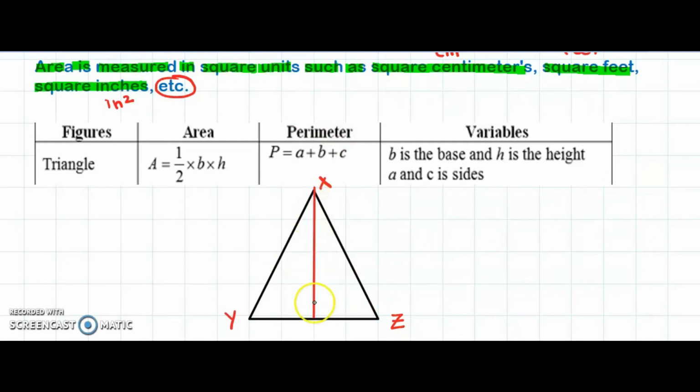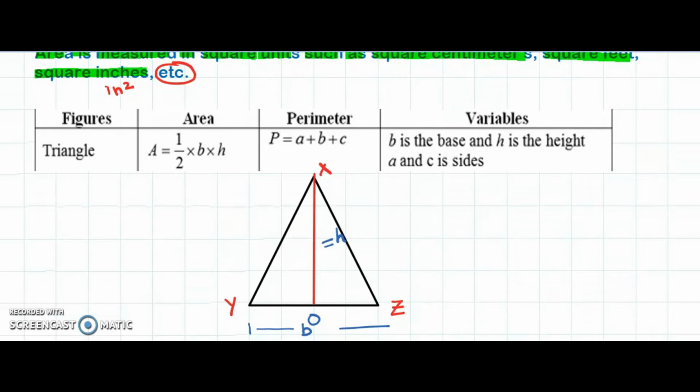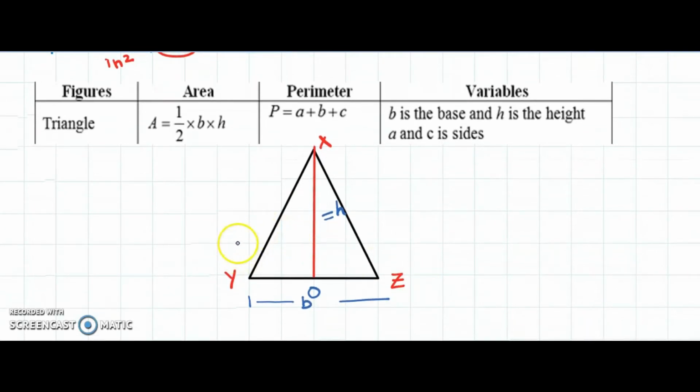Now the red line that you can see in the middle, joining X and O, let me mark that as XO. This we name as the height, and height is denoted by small h. And this from point Y to point Z is called the base, and let me mark that as small b. So first of all, let us talk about the area of a triangle.